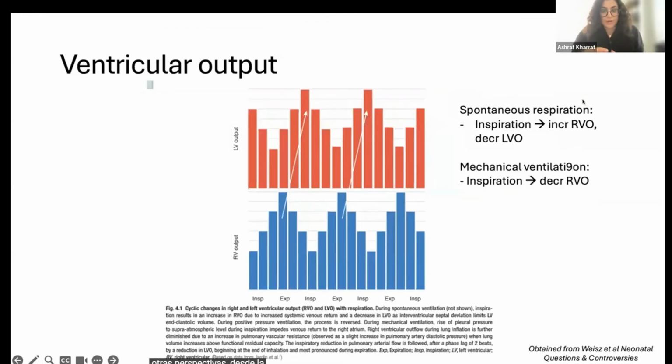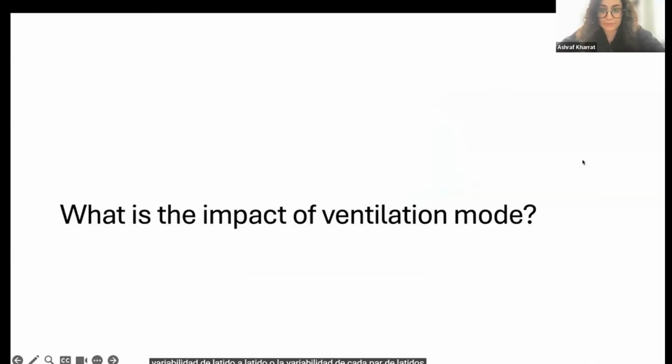So putting all this together, our preload, afterload, ventricular interdependence, everything, we can see that this impacts ventricular output throughout the cardiac cycle, as summarized here. Sorry about that typo. And it's really ventricular output that we can measure by echo very nicely. And we can sometimes see beat to beat variability or every couple of beats variability just related to the respiratory cycle.